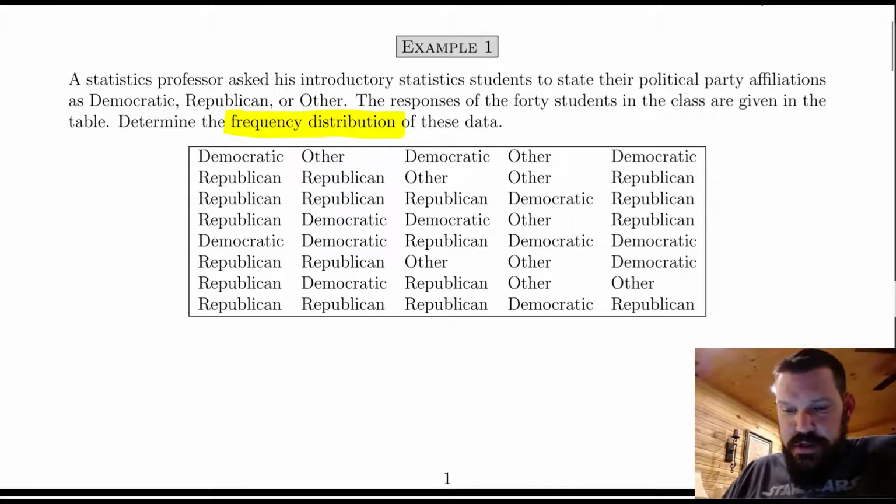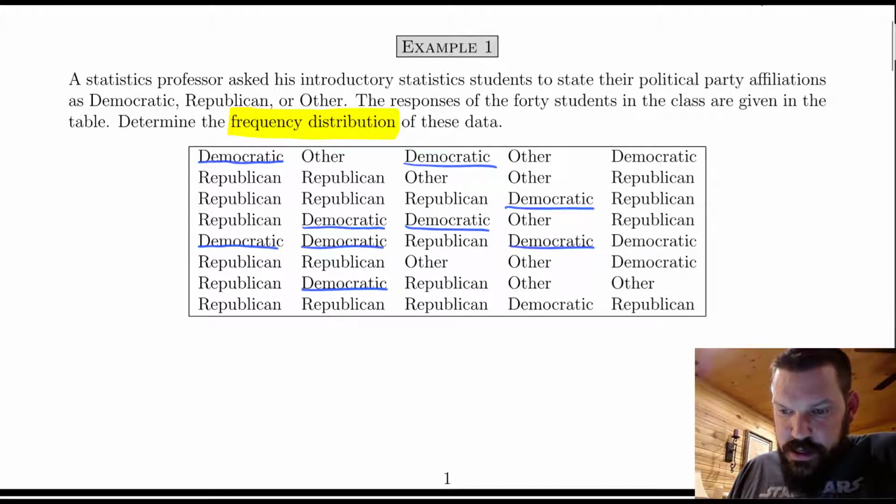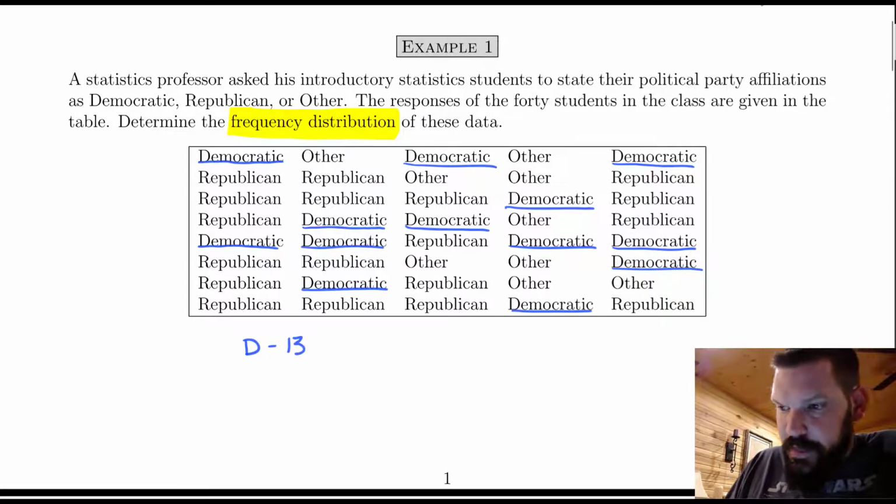So I'm going to use blue for the Democratic students. So we have, and that is yellow. Let's try this again. Blue, so we have 1, 2, 3, 4, 5, 6, 7, 8, 9, 10, 11, 12, 13. So Democratic, we have 13.